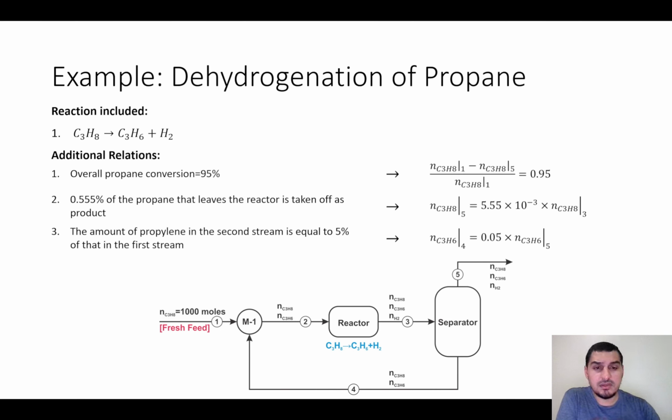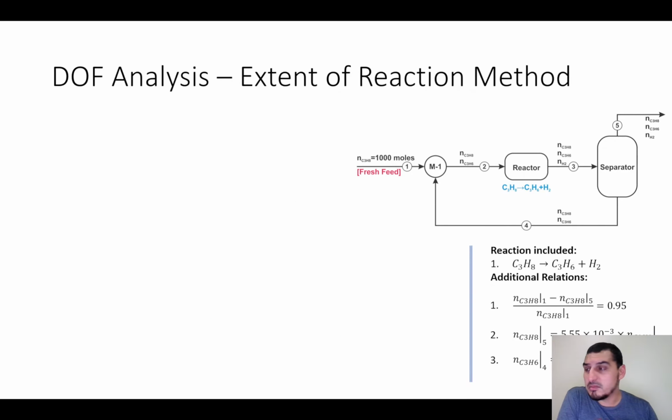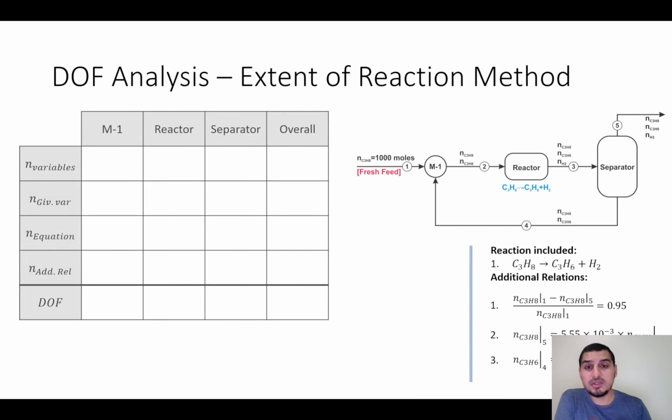And now let's see what we are going to do next. The next step is performing the degrees of freedom analysis. For the degrees of freedom table, in this mixer we have 1, 2, 3, 4, 5 variables. I think this originally didn't have this flow rate. This is a basis that I assumed later. Before the basis, it's not given, so we have 5 variables and no given variables. We have 2 equations and no relations, so the degrees of freedom is 3.